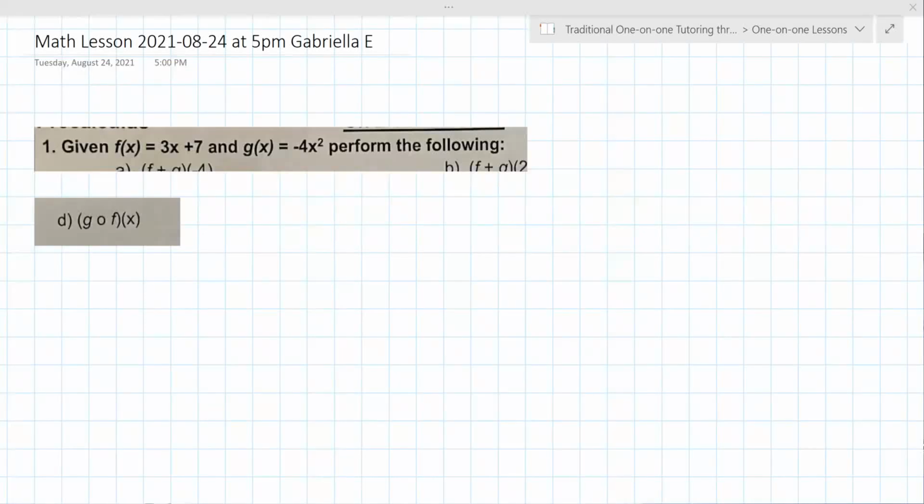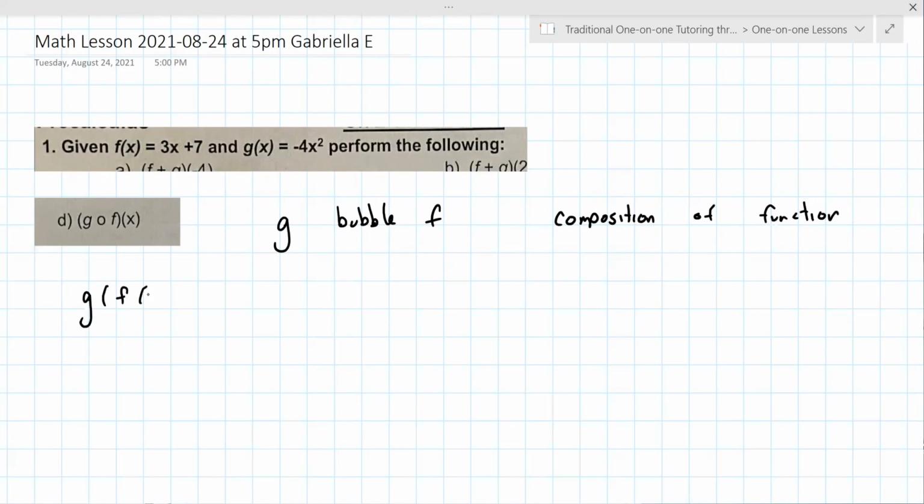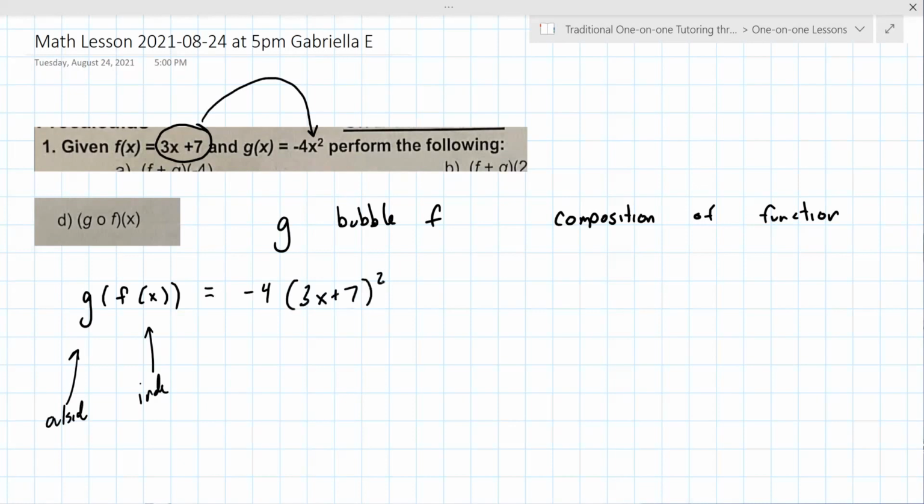Screen, you should see the question you just asked me about, number 1, and then g. I actually say it this way, g bubble f, but it's really the composition of functions. What that means is g(f(x)). You have a function f of x right here, 3x plus 7, and wherever you see an x in g of x, because that's the outside function and this is the inside function, you take this 3x plus 7 and put it into this minus 4x squared. So it's minus 4 times (3x plus 7) squared, like that.